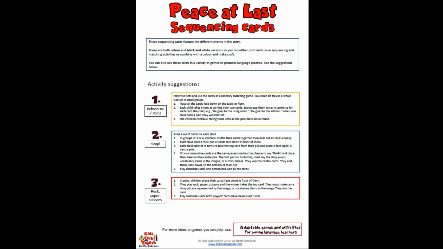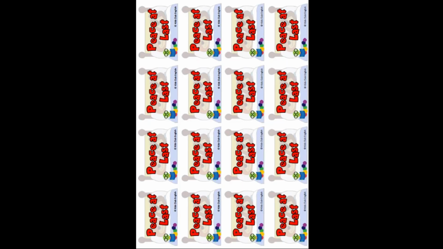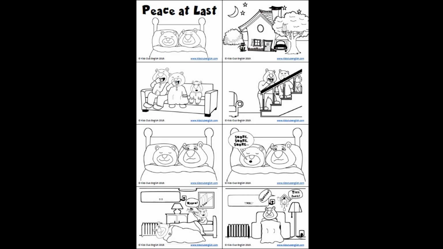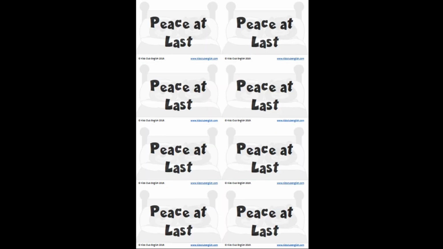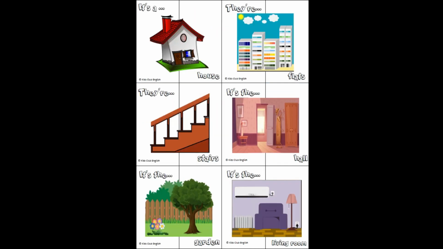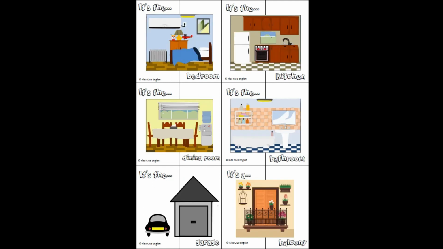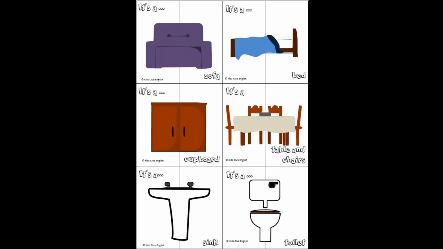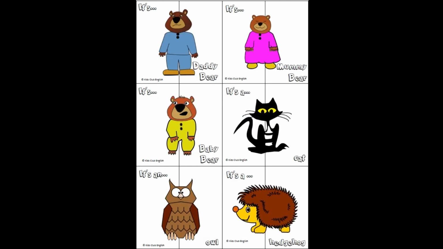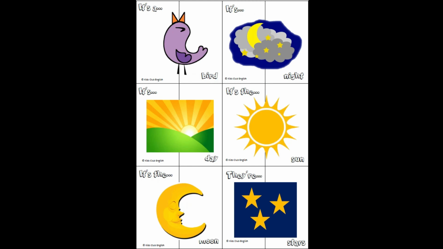Okay, and then we've got sequencing cards. So these ones have 16, including the front cover and, well, the first page and the end page, all the different story events. And then you have ones that are only 8 story events, so that's a bit the simpler version. Then we've got matching cards. All right, so these include all the rooms in the house, types of house, and the objects and the furniture. Okay, so you can cut them in half and they can be fun matching games.